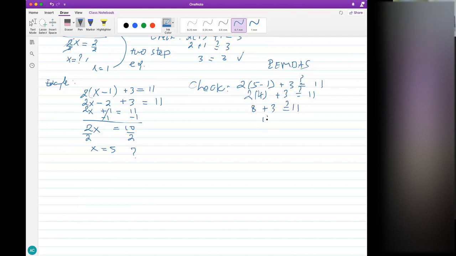Finally, 8 plus 3, that's 11. Also 11. That works, that checks. So this is, in fact, true. That's right. This is, in fact, the solution of the equation.